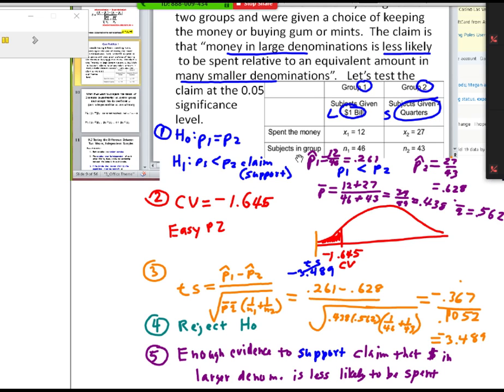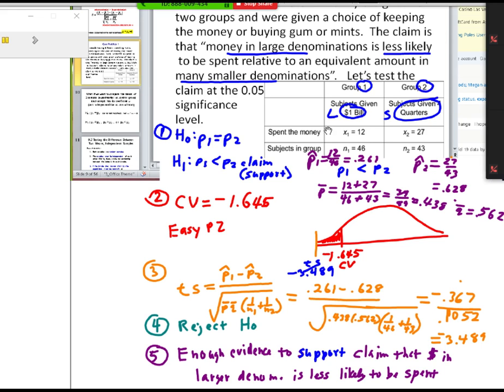All right, so then we find our p-hat 1, which is 12 successes out of 46, 0.261. We find our p-hat 2, which is 27 out of 43, so that's my p-hat 2, 0.628. And then my p-bar: I have a total of 12 plus 27 successes out of 46 plus 43 people, so 39 out of 89, which is 0.438. My q-bar is 1 minus that, which is 0.562. Okay, great.